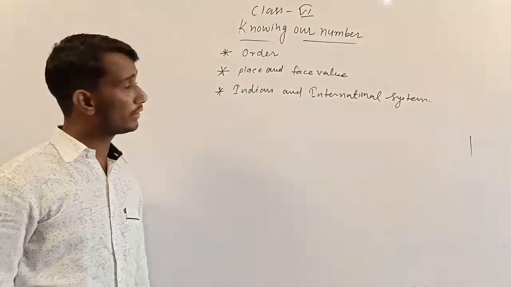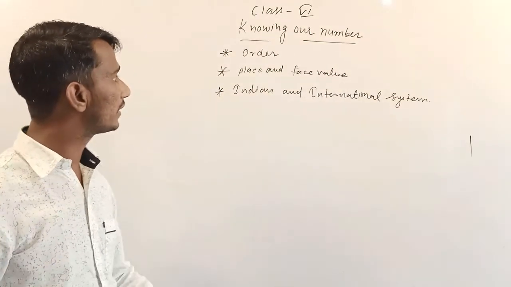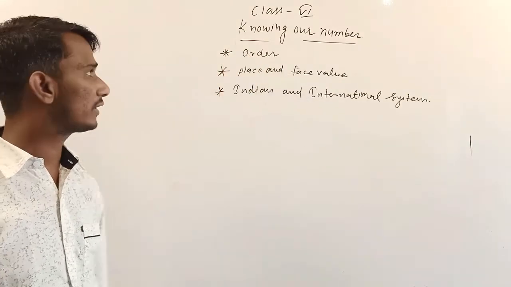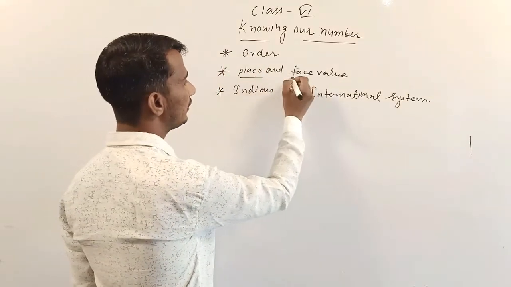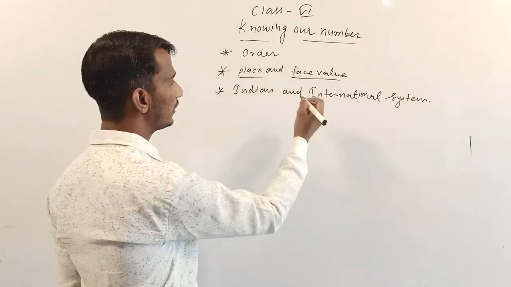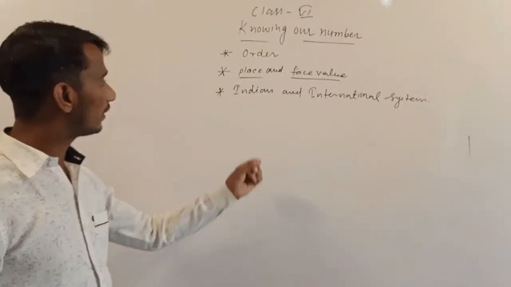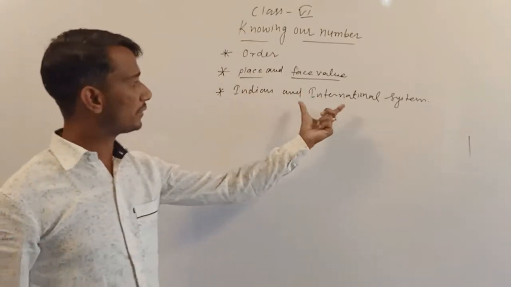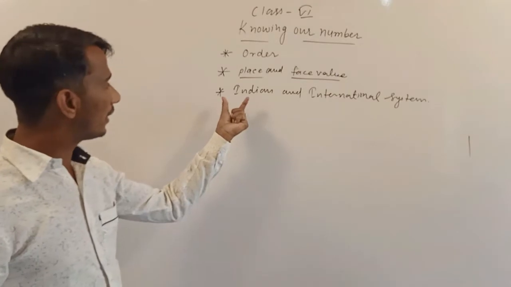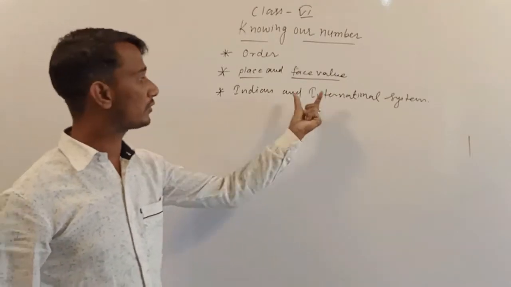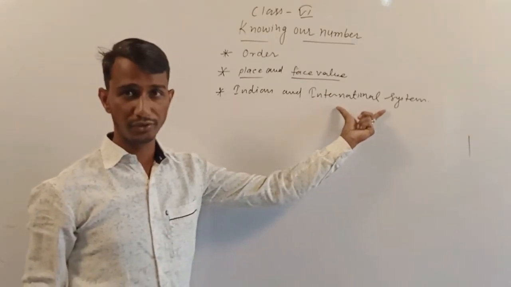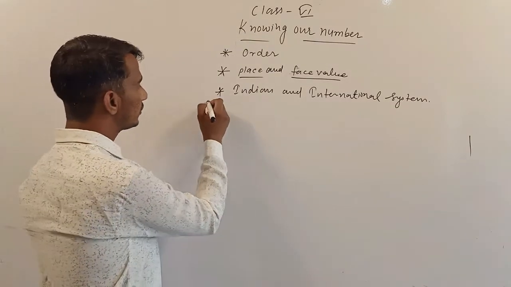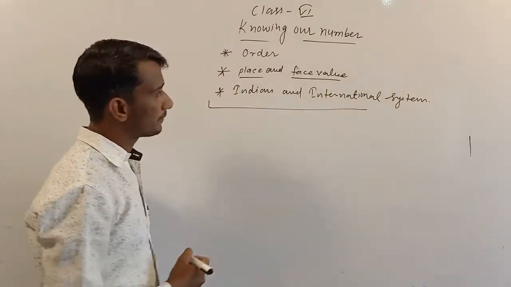So today we again discuss these things, their order. Order means ascending order and descending order, place value and face value, and also the place value chart of the Indian system and the place value chart of the international system, how to write according to the Indian system and how to write in the international system using the comma. Okay, so let's start our class.